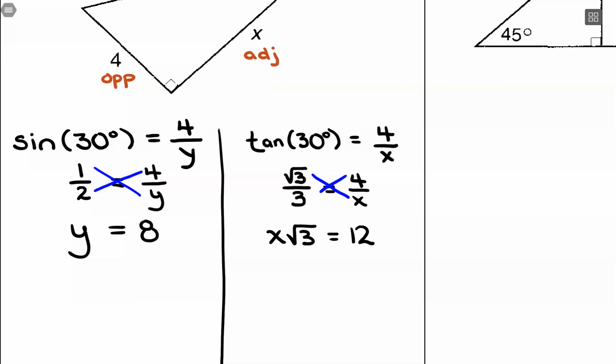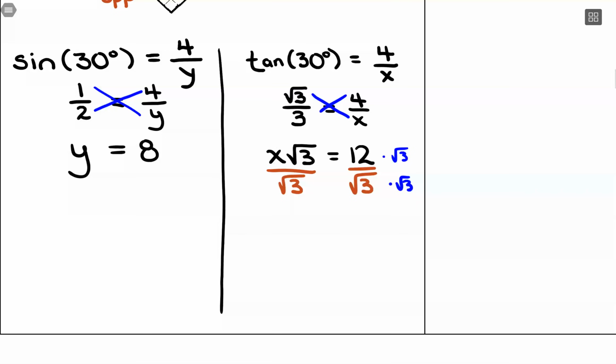Then I'm going to divide by the square root of 3. Now when I do this, I'm going to go ahead and throw in another step here of rationalizing the denominator, so that I'll have x equals 12 root 3 over root 3 times root 3, which is 3, and then I'm just going to simplify that 12 divided by 3, so x equals 4 root 3.